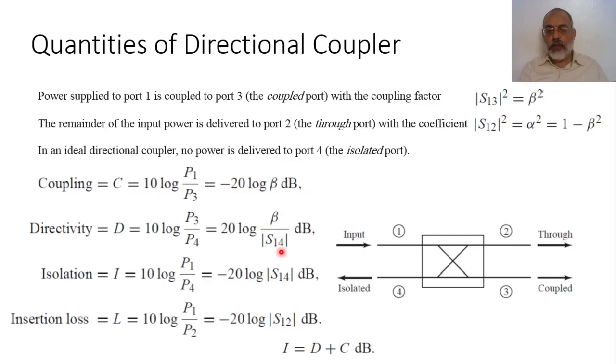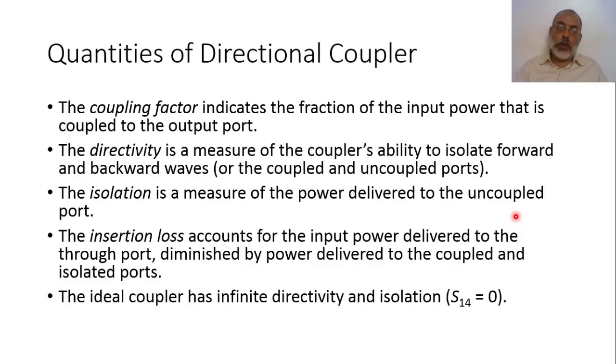Once again, if S14 in the ideal case is 0, this would be infinity, and the directivity in this case would be infinity. Practically, the isolation and the directivity are not infinity, but they should be very large values such that this directional coupler would be useful. This means that almost all the power going from port 1 should go to port 2, and a small fraction is going to port 3. And if something is going to port 4, it should be very, very small compared to the power at port 3 and port 2.